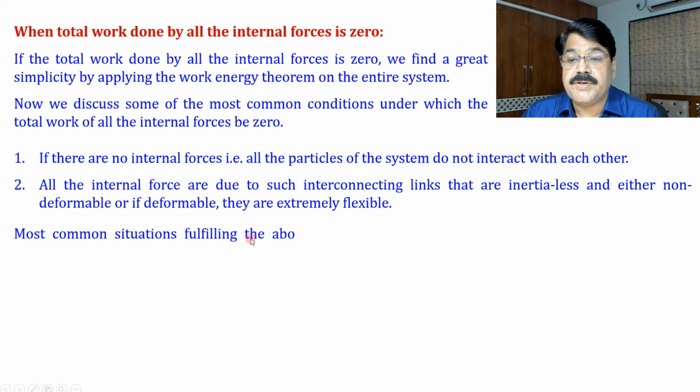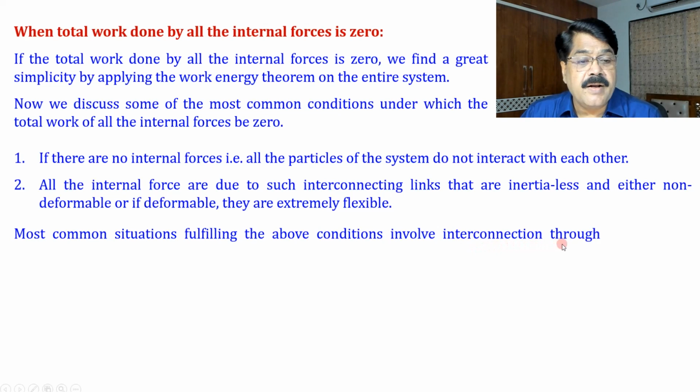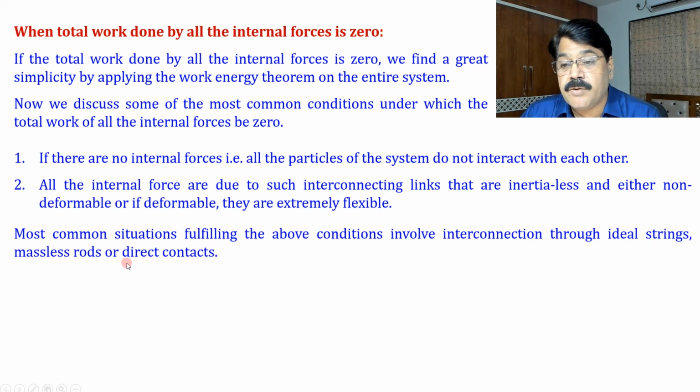The most common situations fulfilling the above conditions involve interconnections through ideal strings, massless rods, or direct contacts. So instead of applying these two conditions, you can remember these three situations. It means where the blocks or the bodies are interconnected by ideal strings or massless rods, or they are in direct contact. In such conditions, work done by internal forces will be zero.